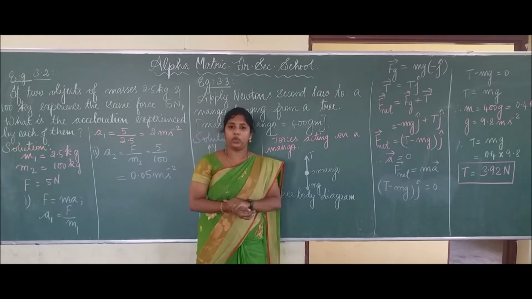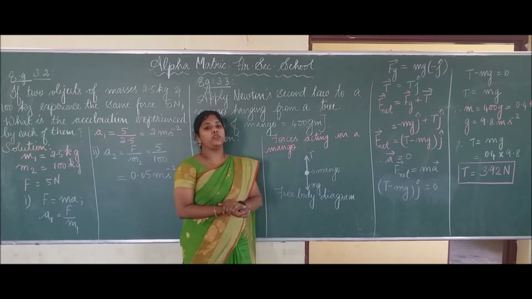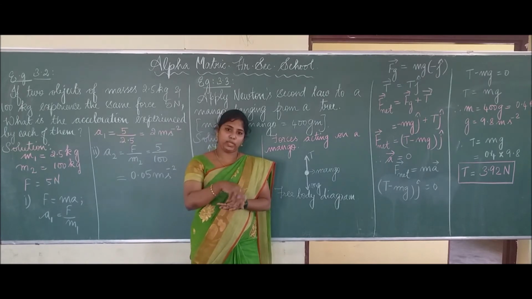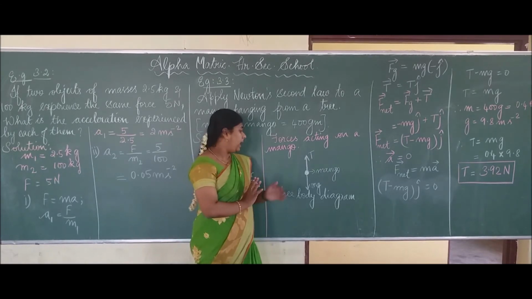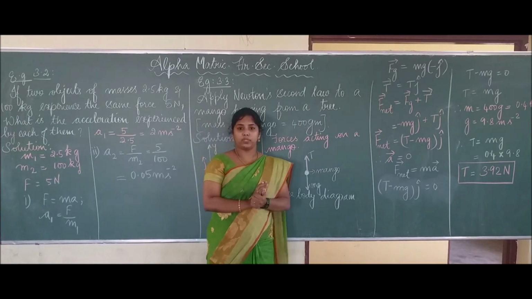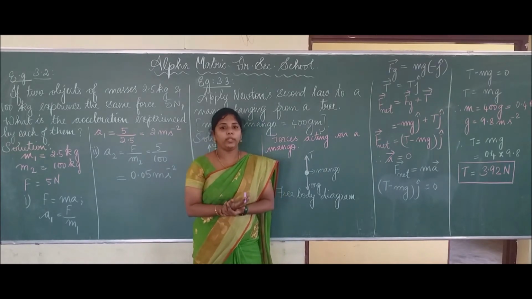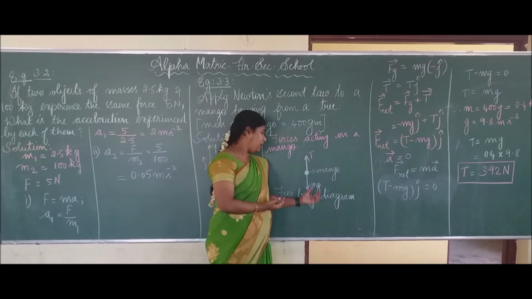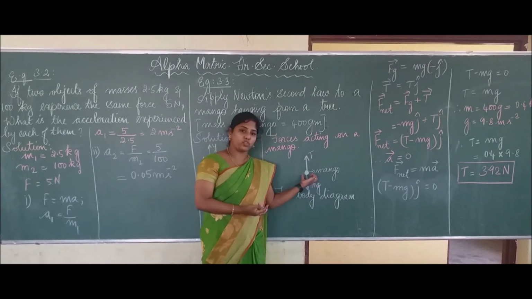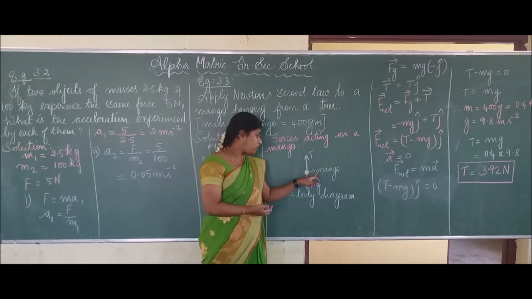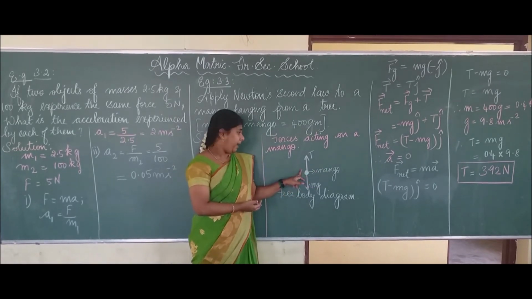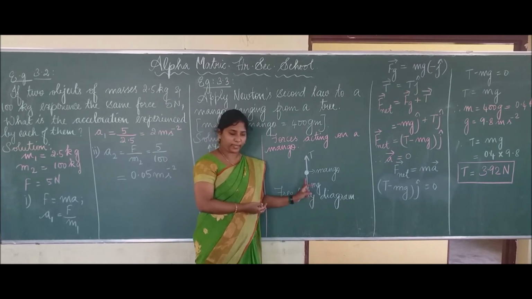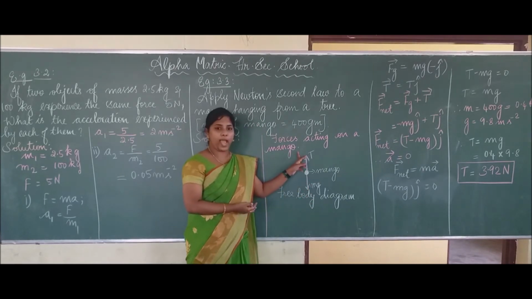Here there are two forces acting on the mango. What are the two forces? One is the gravitational force acting vertically downwards, and the next one is the tension force, a normal force acting vertically upwards. So this is a free body diagram. First we consider the object to be a point, with two forces acting: mg, the gravitational force acting downwards, and the normal force acting upwards.